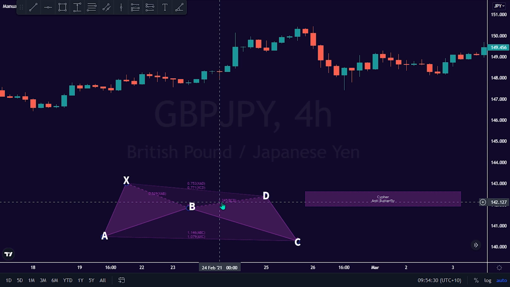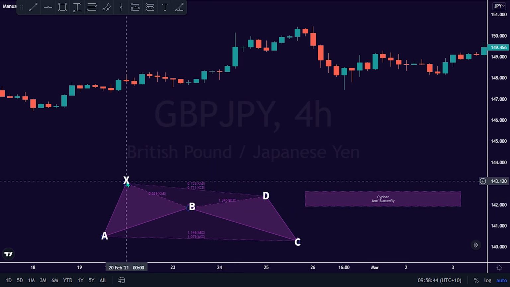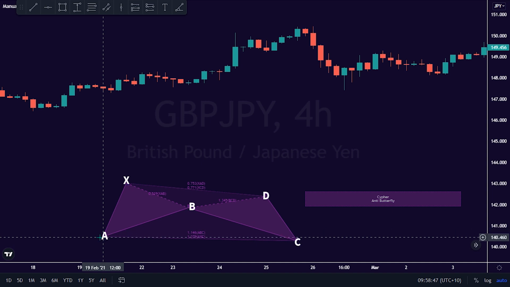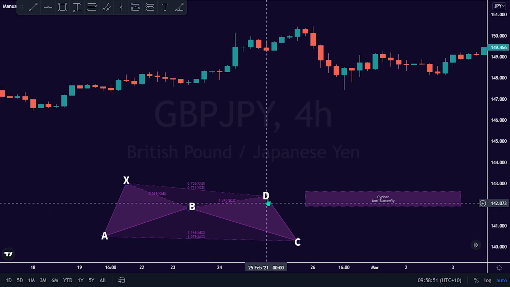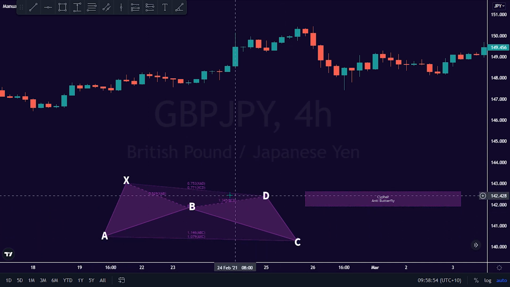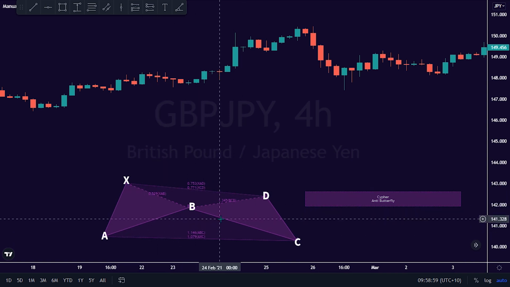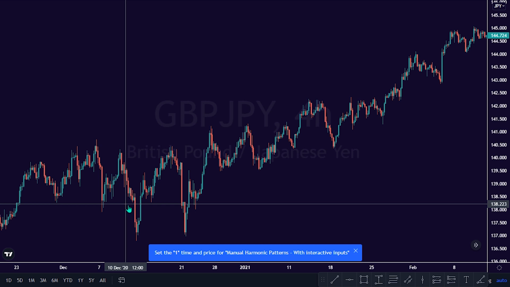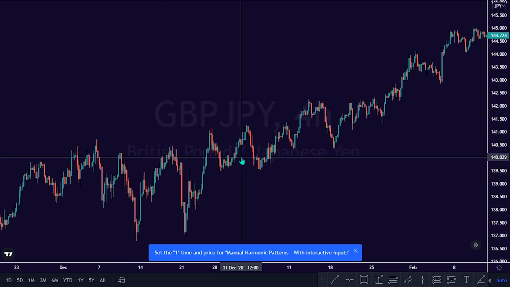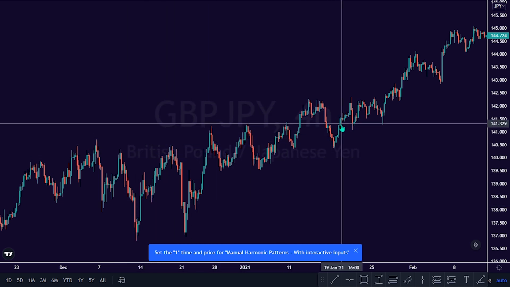The order of inputs should be in ascending order. X pivot should come before A and then B, C, and D. This again is the user's responsibility to select pivots in the right order. It's time I show you how to draw valid bullish and bearish harmonic patterns.